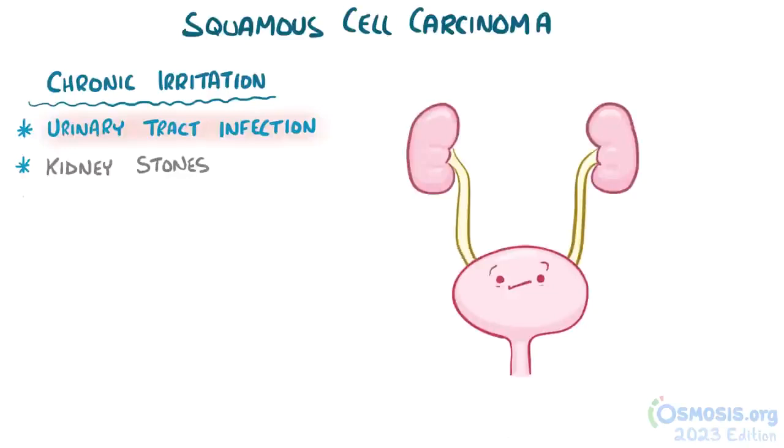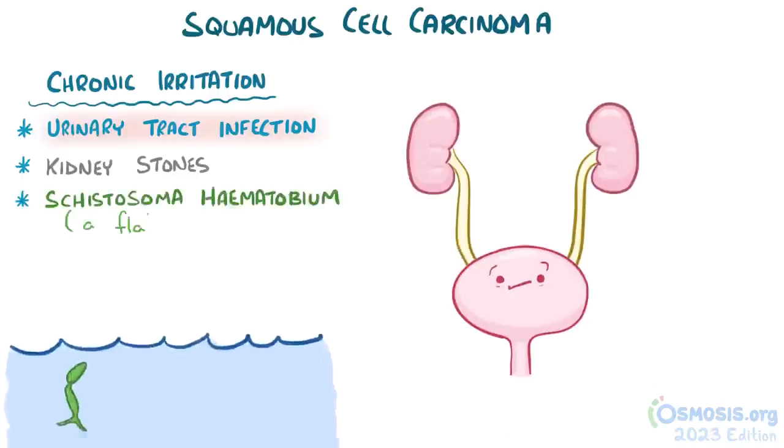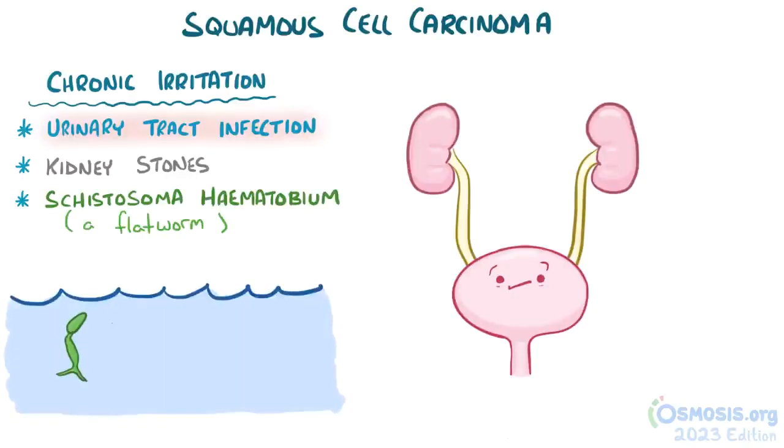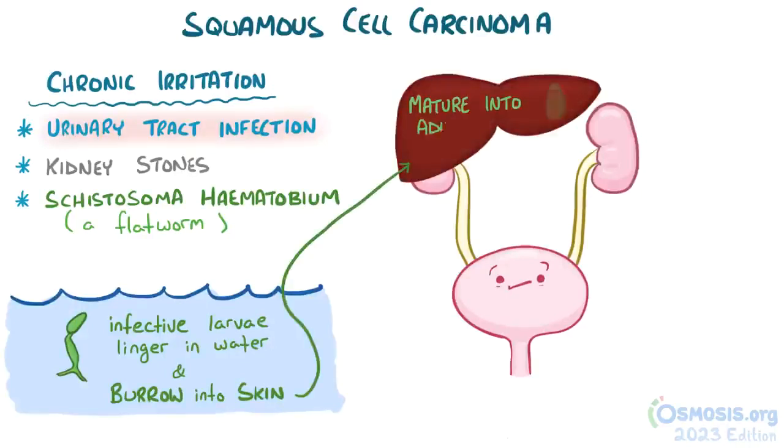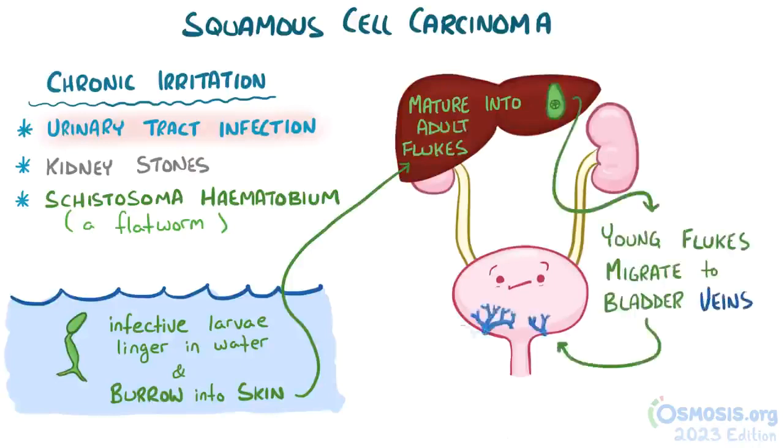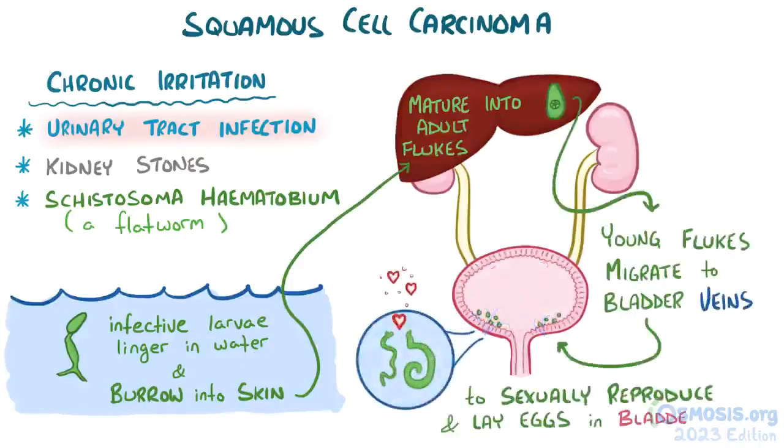Another cause, common in some parts of the world, is an infection with schistosoma hematobium, a type of flatworm. In this infection, the infective larvae linger in the water and then burrow into human skin when given the opportunity. Then they travel to the liver and mature into adult flukes. From there, the young flukes migrate to the urinary bladder veins to sexually reproduce and lay eggs in the bladder wall. These eggs can get urinated out, but they also cause chronic inflammation in the bladder wall, which is how they lead to squamous cell carcinomas.